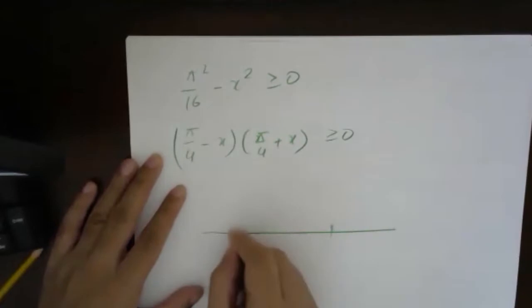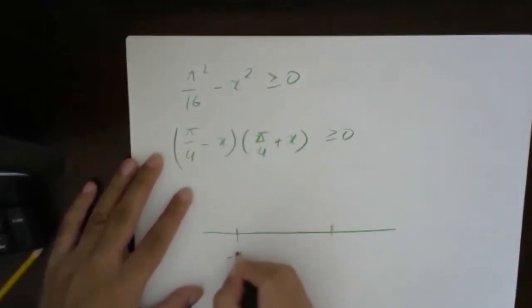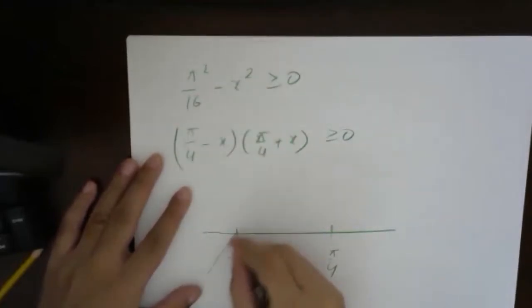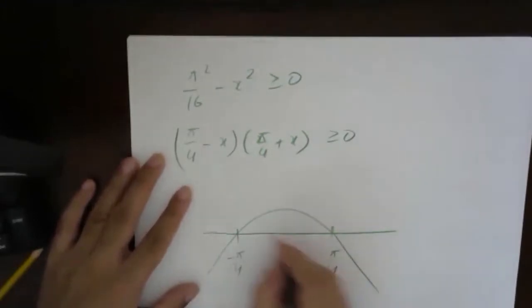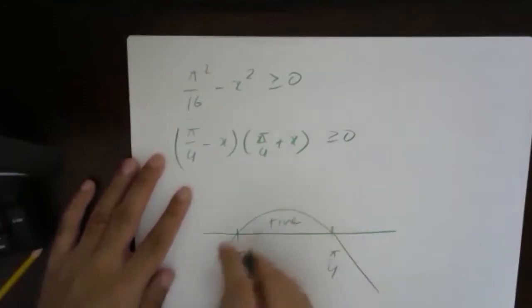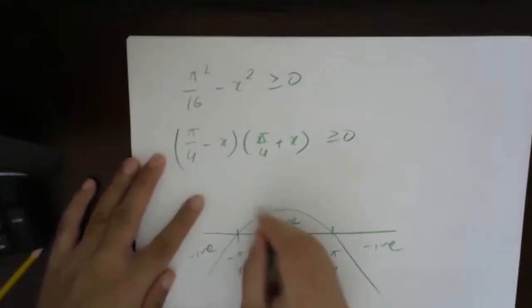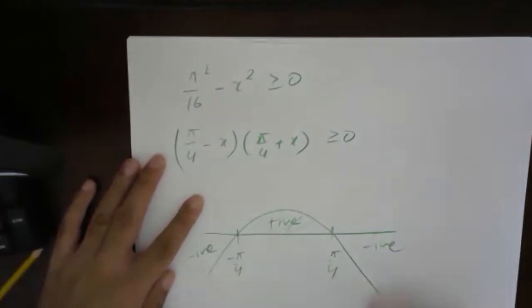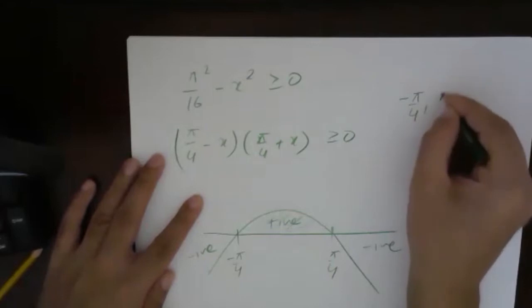I will draw on the number line minus pi by 4 and pi by 4. This is downward facing, so the wavy curve will be something like this. That means in this part of x, it will be positive. In this part, it will be negative, and again for this part, it will be negative. We will take only that part for which it is positive, and it is positive from minus pi by 4 to pi by 4. So the domain will simply be minus pi by 4 to pi by 4.